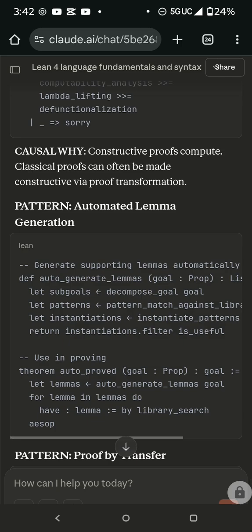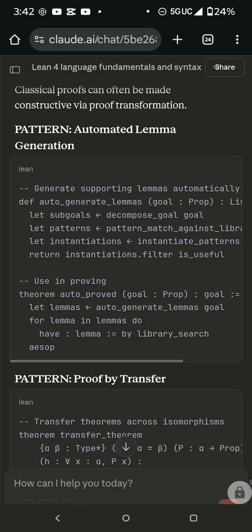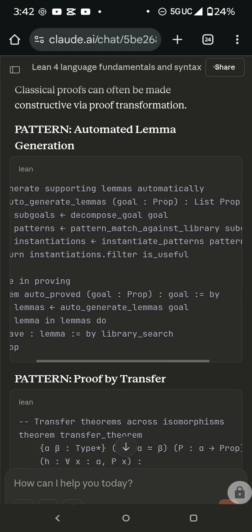Causal Y: constructive proofs compute. Classical proofs can often be made constructive via proof transformation. Pattern: automated lemma generation. Mind blowing. It's basically trying to get at what it itself is also ideally looking to do well. That's still an AI large language model, so it makes errors, but yeah. All is shown.